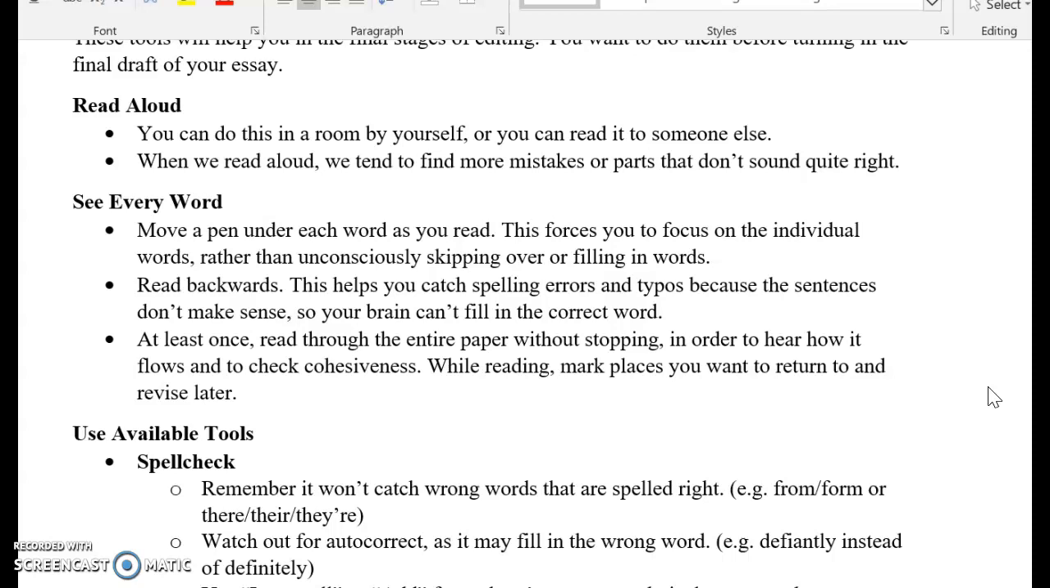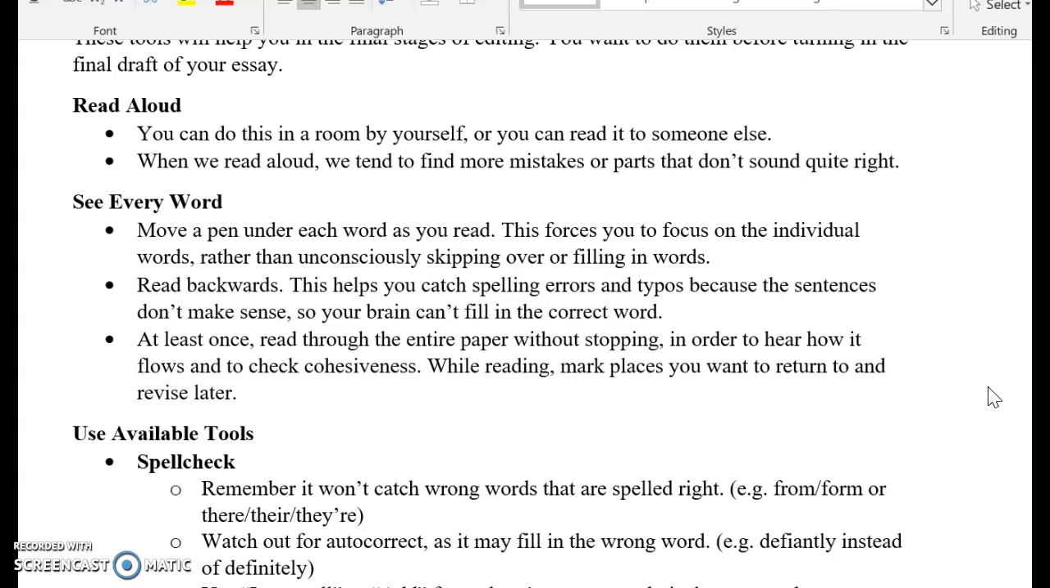At least once, you should be reading through your entire essay without stopping in order to hear it, to make sure that it sounds and flows right, checking for that cohesiveness. While reading back, mark places maybe that you want to go back to and revise them later.